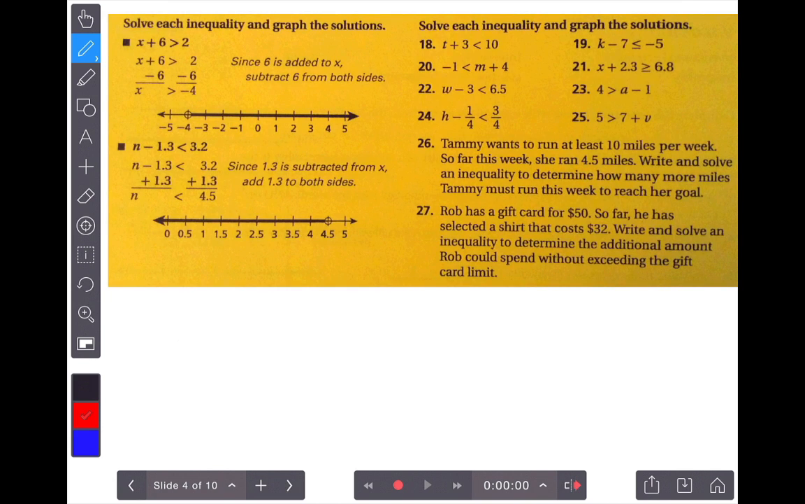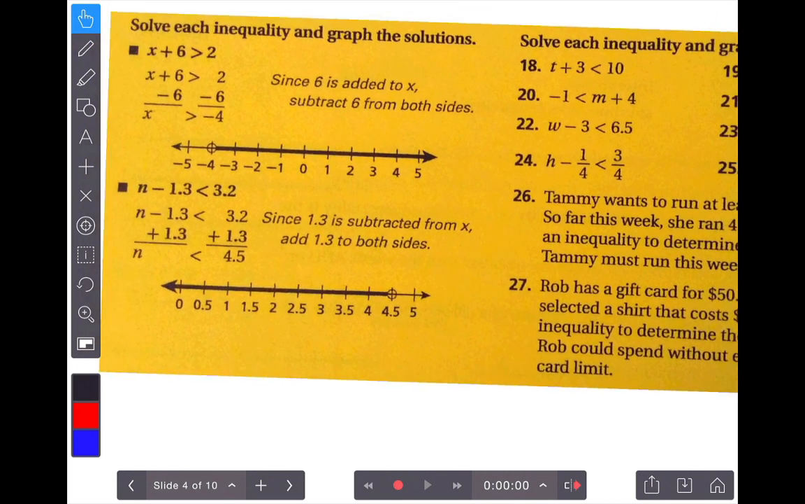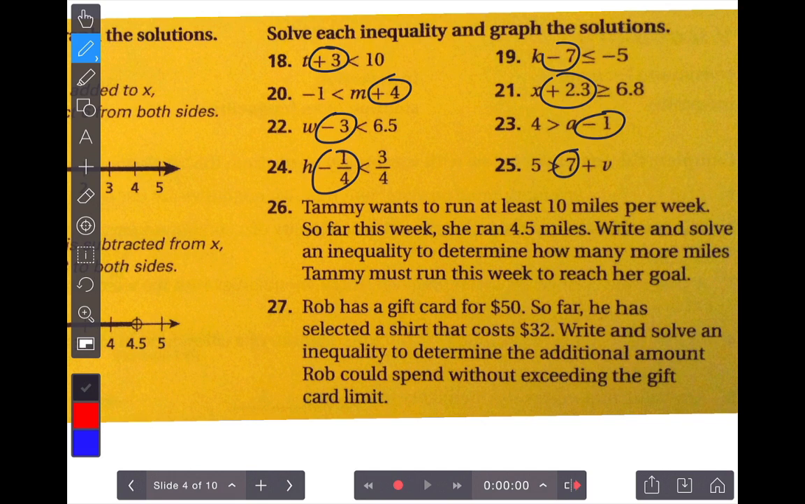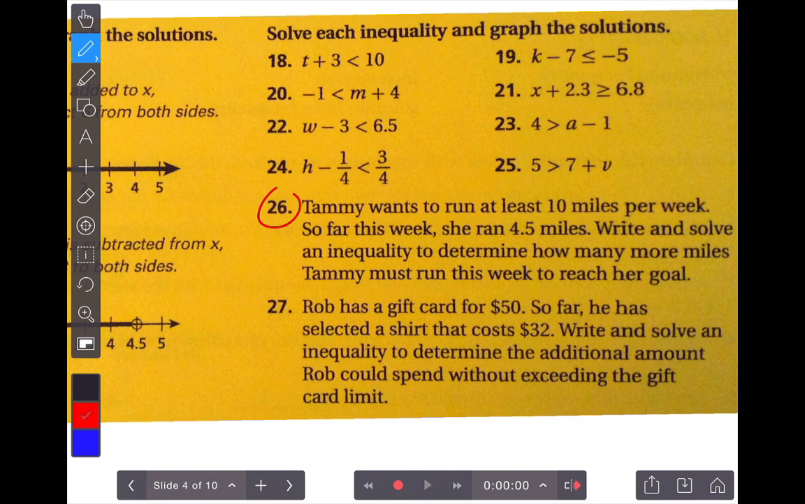Now, let's go to the next section. This next section, now let's take a look at this, okay? First of all, the instructions say solve each inequality and graph the solution. Well, in this particular case, these are one-step equations. First of all, you have an adding 3, you have an adding 4, subtracting 3, subtracting 1/4, subtracting 7, adding, subtracting, and then a +7. So all those things require one step to get the variable by itself. And then, of course, you have two word problems down here. So let's take a look at the word problems.